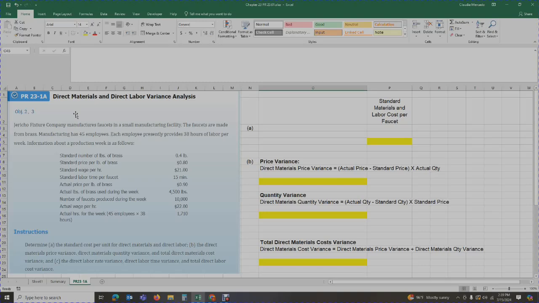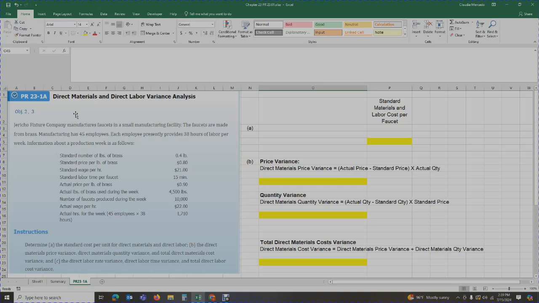Okay, so the standard number of pounds of brass to be used per faucet is 0.4 pounds. Okay, the standard price per pound of brass is 80 cents. Okay, so we spend 80 cents per pound, and each faucet uses 0.4 pounds of brass for production. Okay, the standard wage per hour for the employees is $21 an hour. The standard labor time per faucet is 15 minutes.